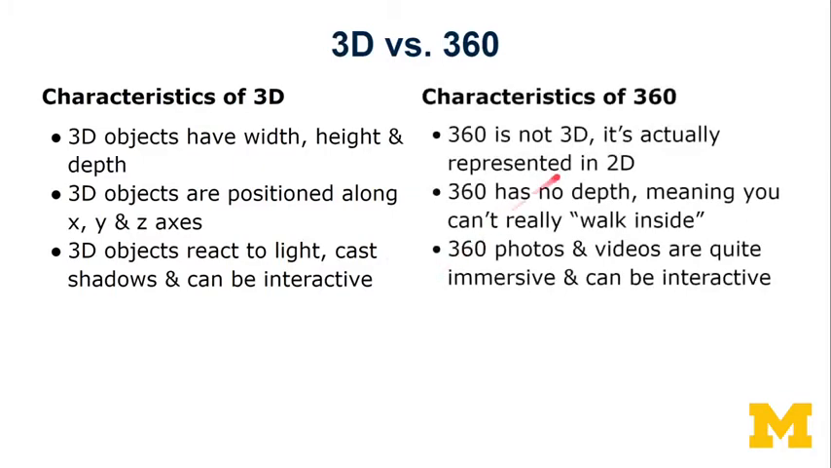Now 360 is not 3D. Okay, it's actually represented in 2D. There's a projection function that projects it from an equirectangular to spherical format, and then if we map that onto a sphere, it gives you this illusion of depth, but there is no depth. So 360 has no depth, meaning you can't really walk inside, and 360 photos and videos are quite immersive, I would say, and can be interactive.